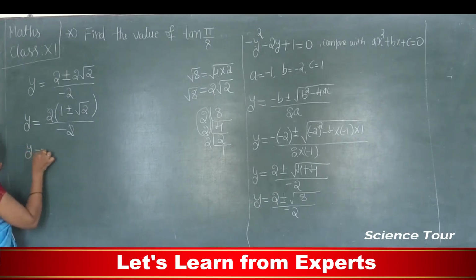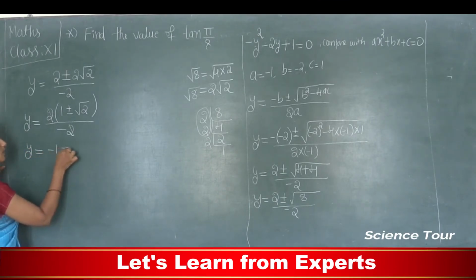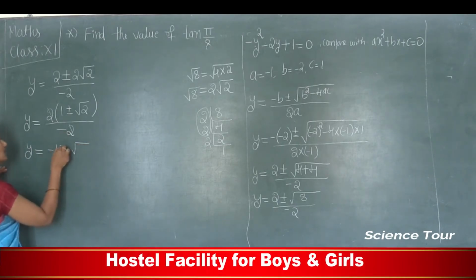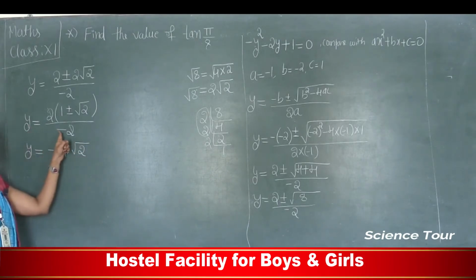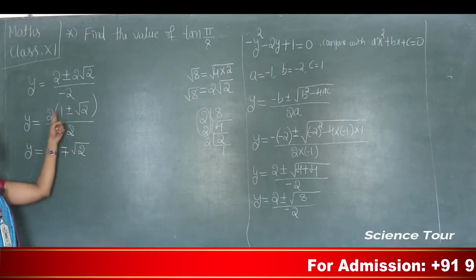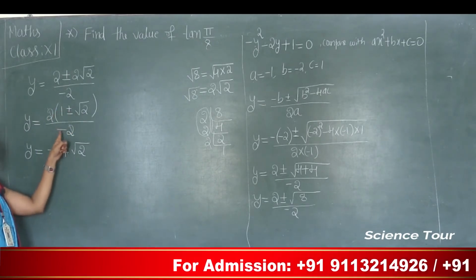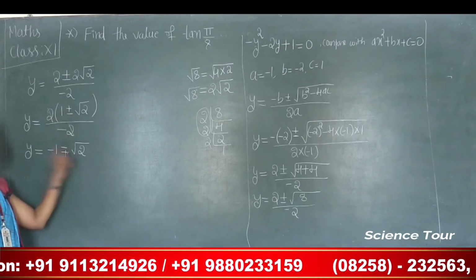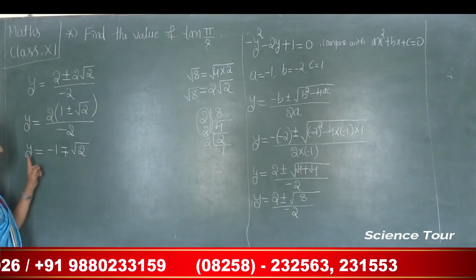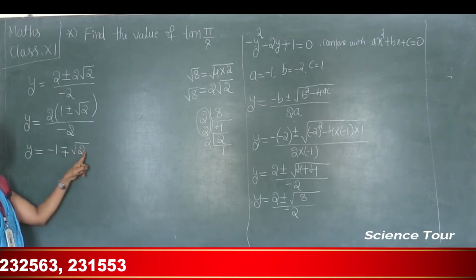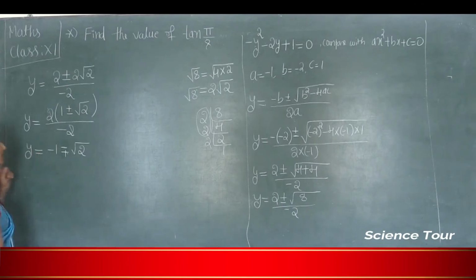Minus. So y is equal to minus 1 plus or minus square root of 2, actually it comes as minus or plus square root of 2, because this minus sign is multiplied to this and this one. So minus into plus 1 is minus 1, minus into plus is minus, minus into minus is plus square root of 2. So y is equal to minus 1 plus or minus square root of 2, right? So here we have two values. What is the value of y?